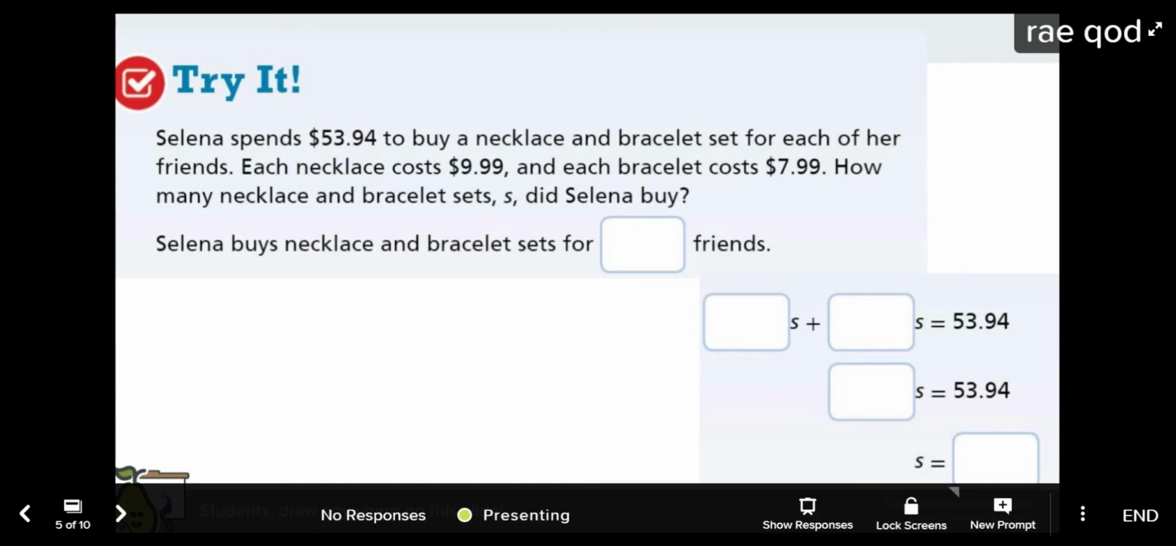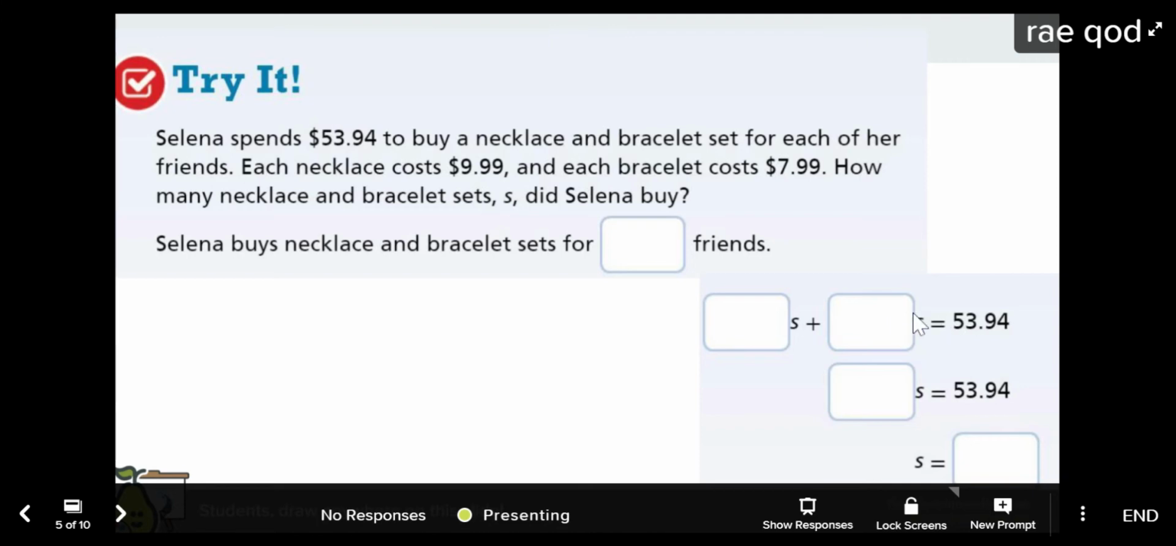Selena spends $53.94 to buy a necklace and a bracelet set for each of her friends. Each necklace costs $9.99 and each bracelet costs $7.99. How many necklace and bracelet sets S did Selena buy? All right, so let's see. So first, fill out these first two boxes. Blank S plus blank S equals $53.94.